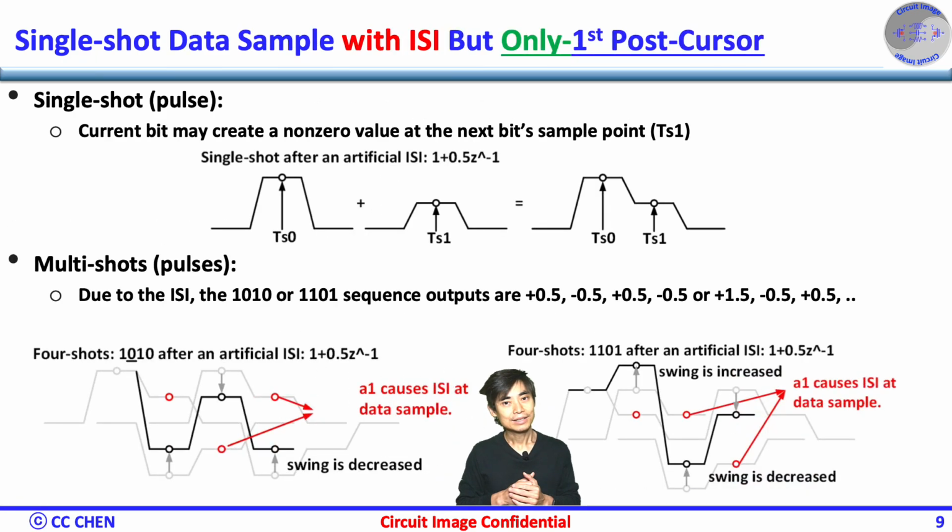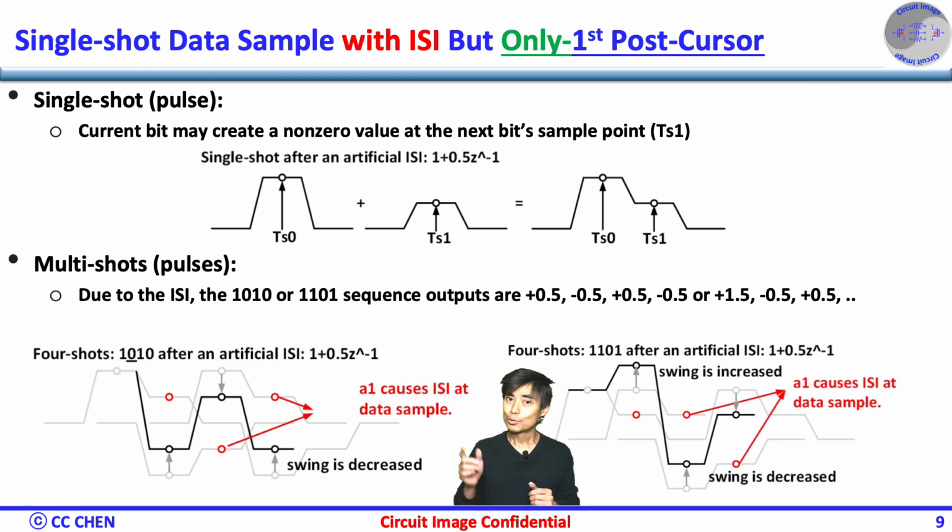On the other hand, if the single pulse is fed through a lossless channel, but adding the first post-cursor to mimic an artificial ISI, 1 plus 0.5 Z to the minus 1, the current bit may create a non-zero value at the next bit sample point TS1, and that would be the simplest ISI for our case study image.